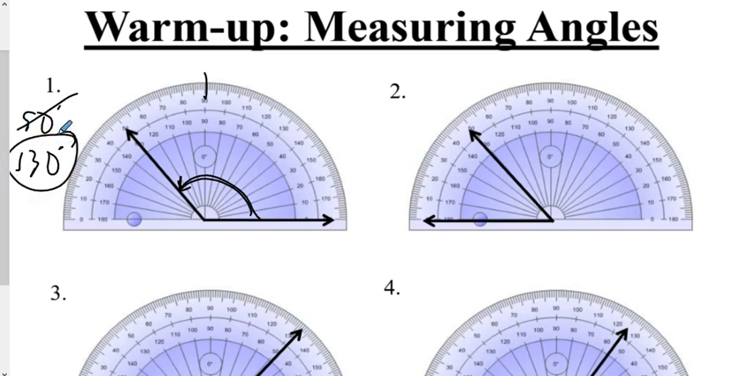So there's numbers on the outside and the inside depending on which way the angle opens, like number 2. Notice this one is opening from 0 this way, and it is clearly an acute angle. So we're not going to use what looks like 131. We're going to go with 49. It's not quite to 50 yet, so we'll call it 49 degrees.